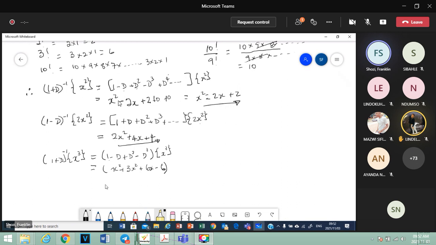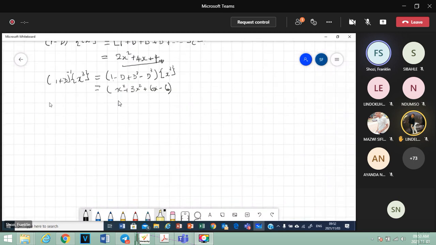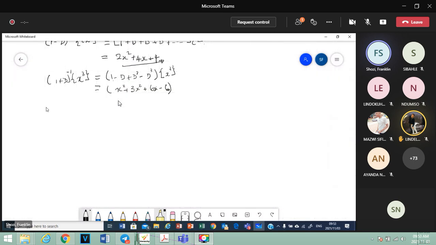Right, that is x cubed. Okay. So next example. Let's say we have 1 minus d to the power minus 1 on what? On x to the power 4. You'll tell me where to stop.